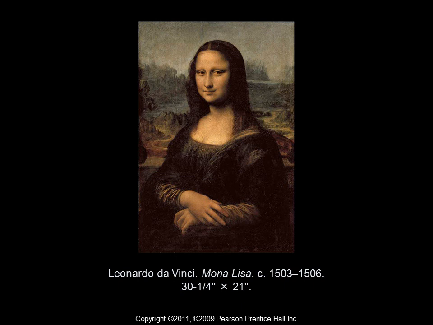There are many famous paintings, but this could perhaps be the most recognizable painting on Earth. It's by Leonardo da Vinci, the Mona Lisa, from between 1503 and 1506.